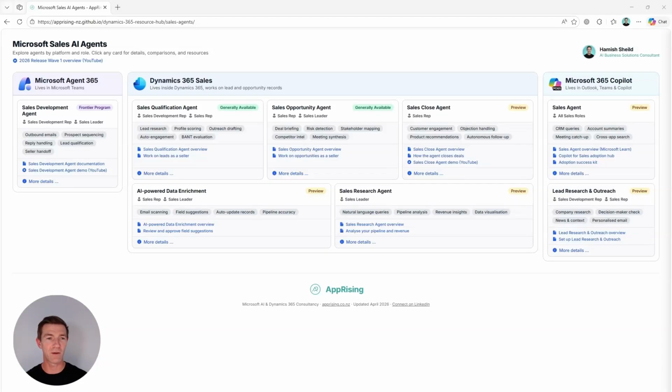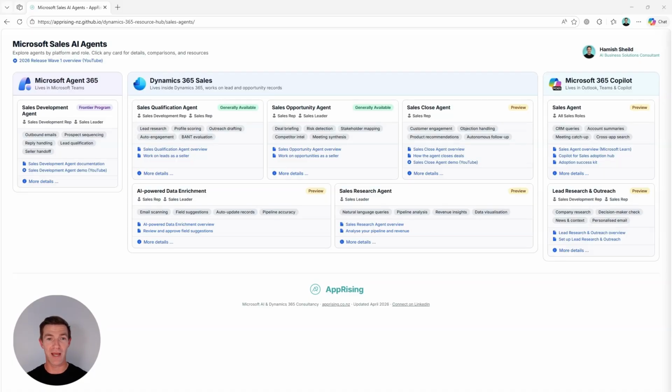I keep having the same conversation with customers. They say they want to try the Microsoft Sales Agents, and then I ask them which one. What they don't realize is there are 8 different agents across 3 product families. They have overlapping names, different capabilities, different licensing, and these are spread across 3 separate areas of the Microsoft Learn docs. So most people don't know that all of these agents exist.